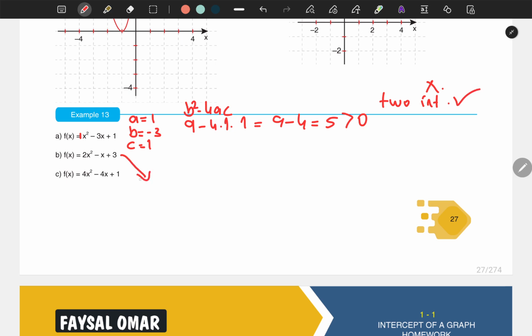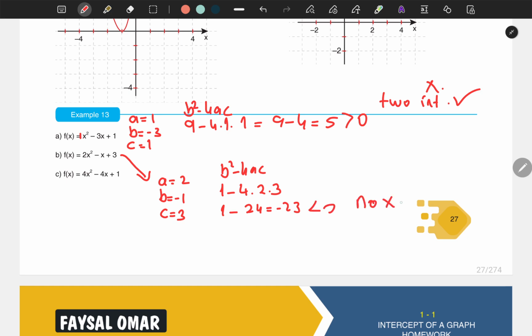Example b, look. A is equal to 2. B is equal to negative 1. C is equal to what? 3. What do I have to do? b squared minus 4ac. b squared, negative 1 squared is 1. Minus 4 times a times 3. 1 minus 4 times 2, 8 times 3 is 24. Negative 23. Is it less than 0? Yes, it means that there is no x-intercept.